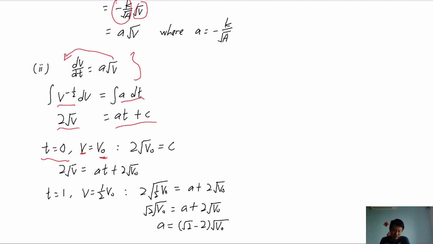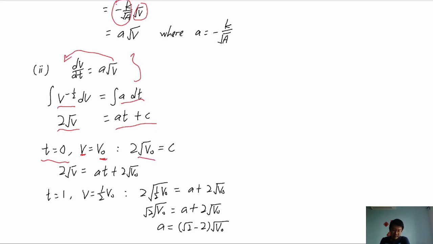So when we substitute t, we get the constant here. The constant is 2 square root of V naught. So this is the value for our constant. Further from there, we need to find out the value of A, since we have the value of C already. So we substitute another value in. This is when, after 1 hour, the volume is half of the original. So in this case, V is half V naught.